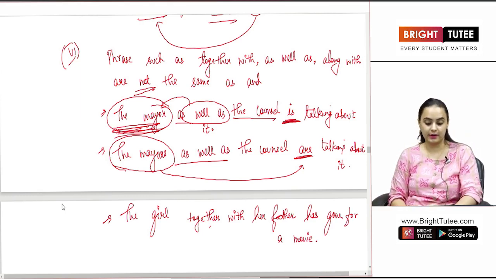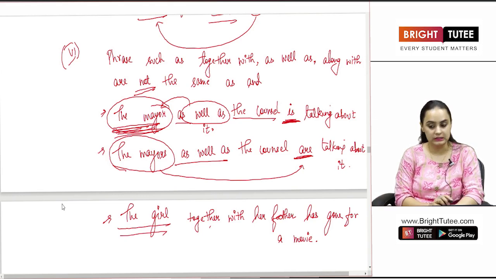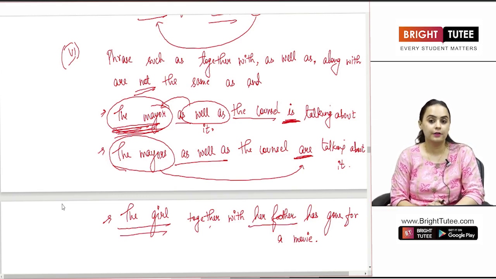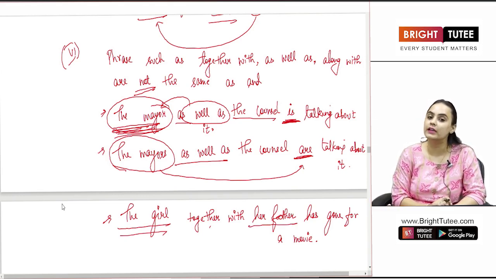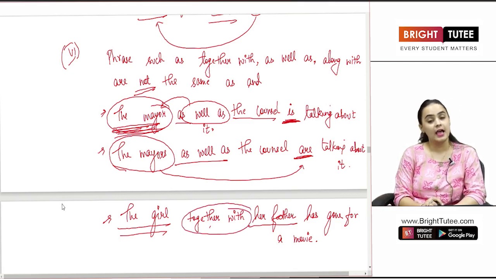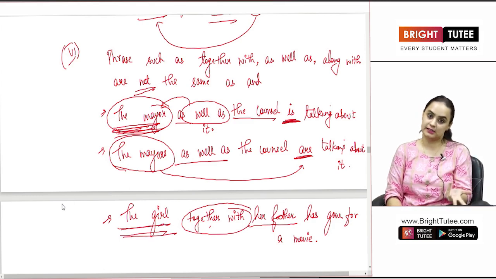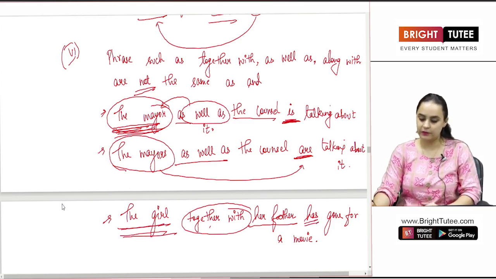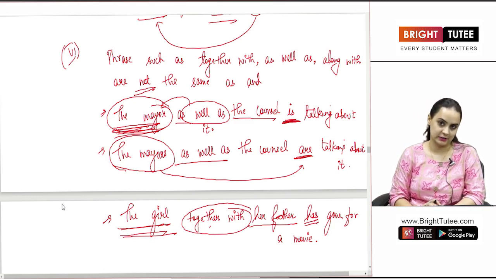We are talking about two subjects here, the girl and her father. But how have we joined these two subjects? Using "together with." And what is the subject before it? The girl, which is singular. So my verb will also be singular in nature.